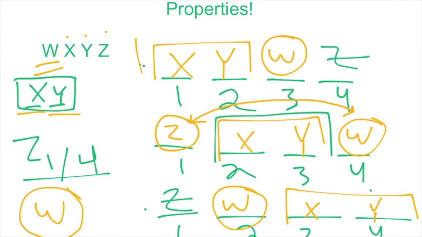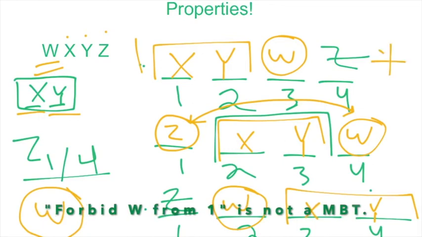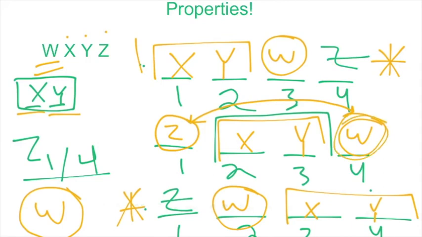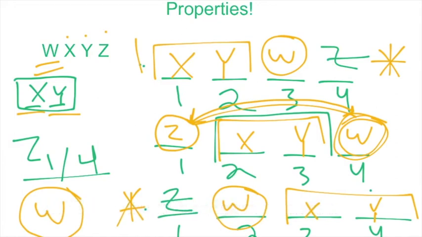W is not least expensive. Well, is that true? It's not least expensive here, so it's true so far. It's not least expensive here, but here we can definitely put W least expensive. Sure, it could be least expensive. And the last one, if Z is not least expensive, it is the most expensive. Yeah, that's definitely true. Z has to go in 1 or 4.